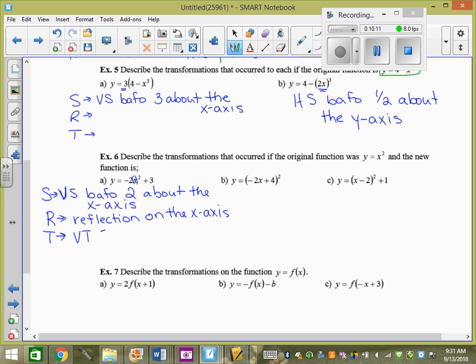Vertical translation, 3 up. So my mapping is going to be xy will become x, comma. Remember, SR multiplies, T adds or subtracts, right? So we have a stretch by 2 and a reflection. So what are we going to multiply our y by? Negative 2y. And then we're going to do what? Plus 3. So if you have your transformations written out, your mapping is just what those are, because you're just doing what you're saying, right?